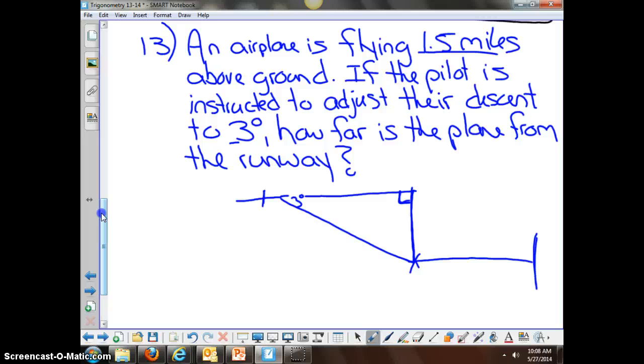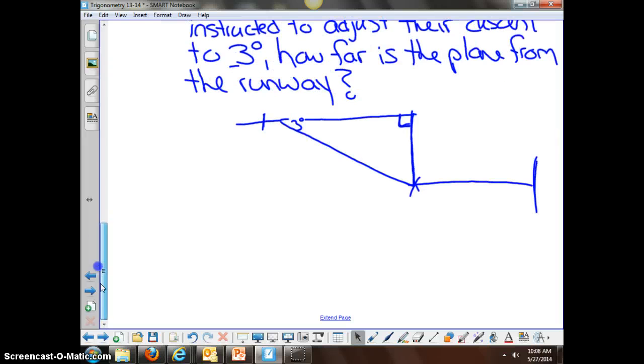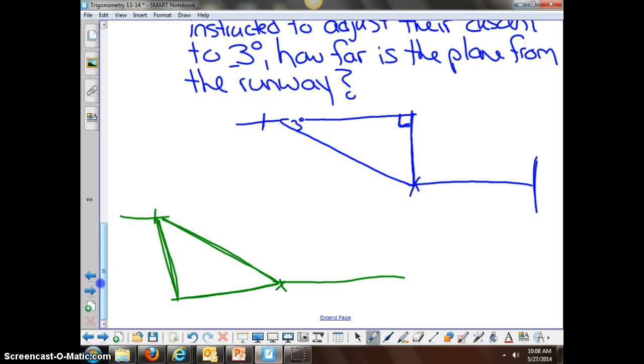Did anybody draw this picture, just for kicks and giggles? Here's my airplane, you have to bear with me for a second. Here's my runway. I want to hit this point. I know that I need to descend at 3 degrees, and I want to figure out how far I am from the runway, knowing that I'm 1.5 miles in the air. So I'm looking for x, just like up here.